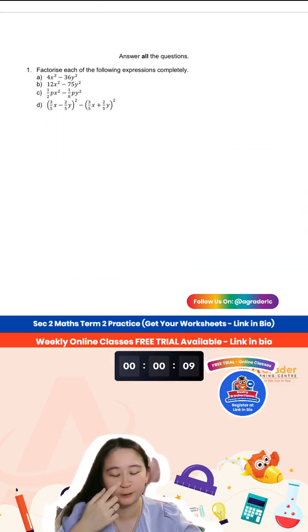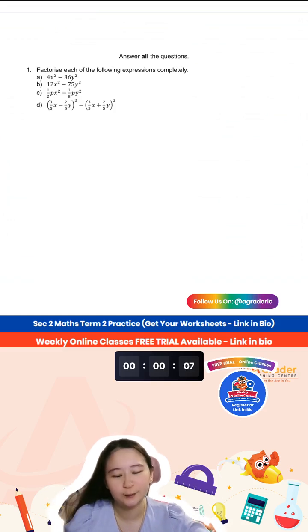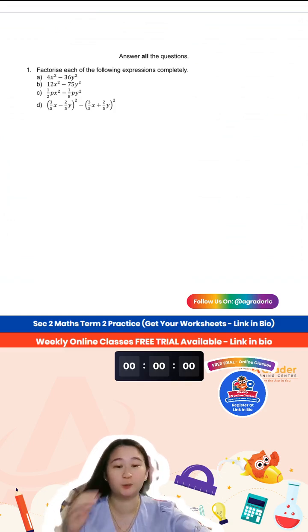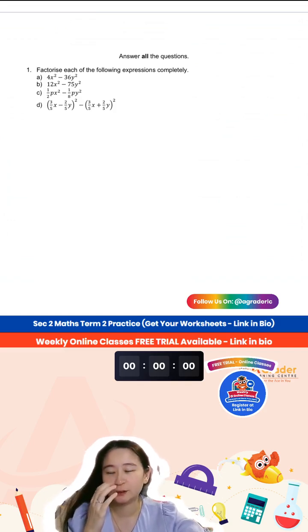Okay, so the first question is on factorizing. So you can see that there's a lot of squares. So if there's a lot of squares, what are the special algebraic identities that you can apply here?